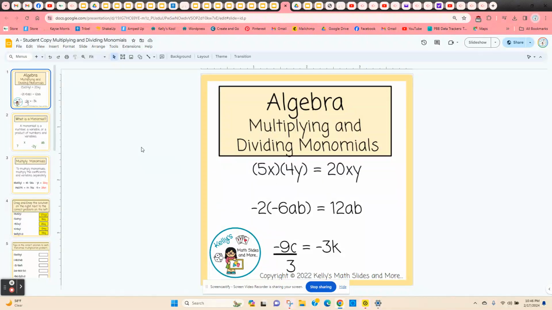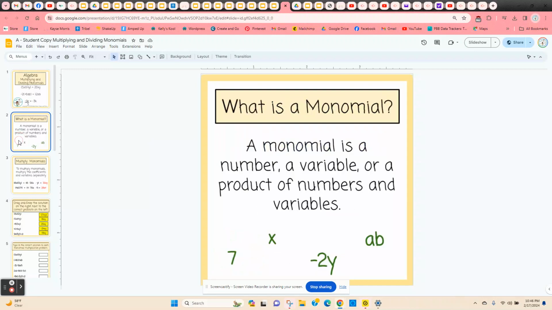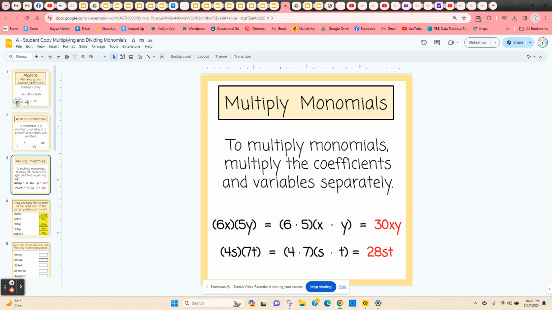Multiplying and dividing monomials. This is a digital lesson, and it starts with explaining to the students what a monomial is. Mono means one, so it's a single term. It can be a number, it can be a variable, or it can be a product of numbers and variables. So it starts with explaining multiplication.